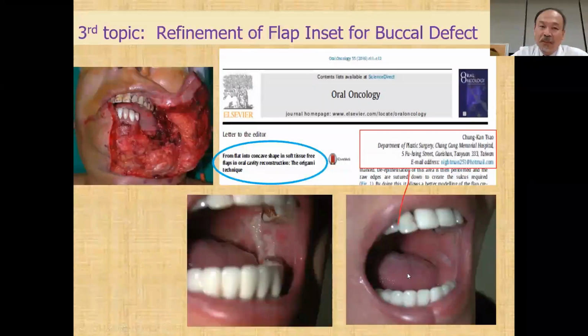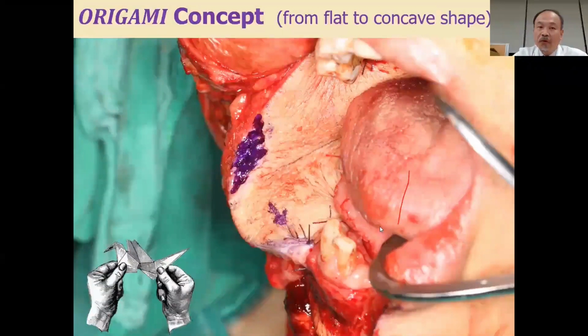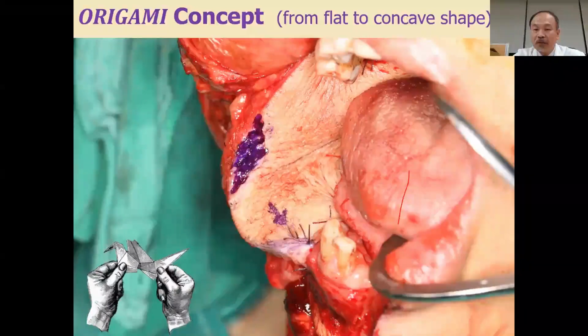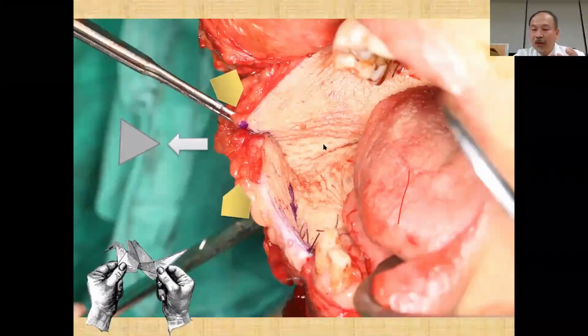Okay, then we move to the third part. The third part, I will talk about a refinement of the flap inset for buccal defect. Yeah, I call this the origami concept. Because we harvest the flap in a flat form, we have to make it concave because the oral cavity is a concave cavity. So if we can use this method to generate a concave flap, then the teeth will not compress the flap. The flap will not sag and bulge inside the oral cavity. And we can do just a simple triangle area deepithelization and then suture it. And then can make the more 3D dimension and concave shape.